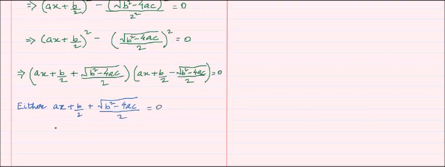If this is equal to 0, then what will be the value of x? We keep this term containing x on the left hand side of the equal to sign, and take both these two constant terms to the right hand side. Both have plus signs, so both will change to minus signs, and both have the same denominator 2. So it is minus b by 2 and minus under root b square minus 4ac by 2.